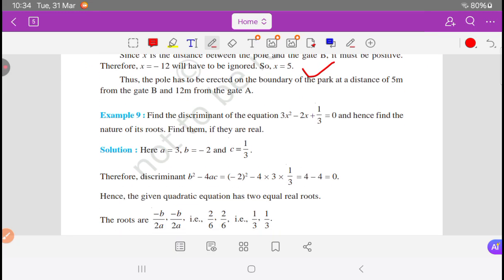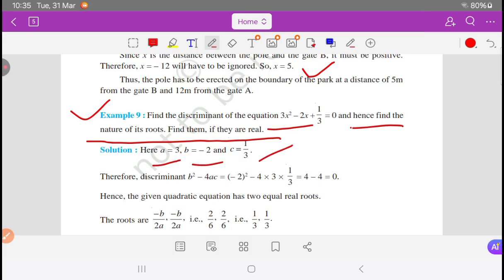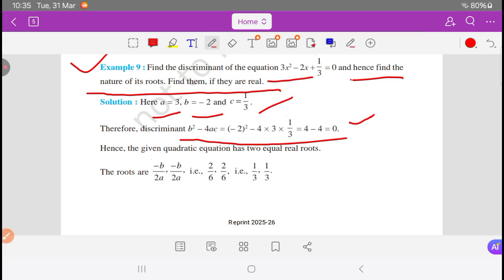Find the discriminant of the equation. Another example, 9. Equation 3x square minus 2x plus 1 by 3 equals 0. Find the nature of the roots and find them. They are real. So here a is equal to 3, b is equal to minus 2, c equal to 1 by 3. So discriminant equal to 0. That means it has two real roots.